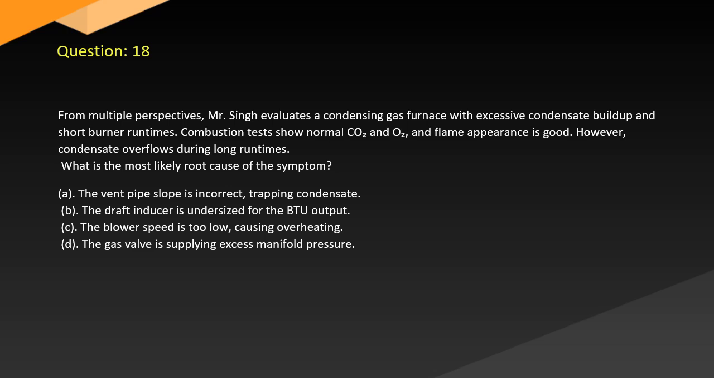Question 18. From multiple perspectives, a technician evaluates a condensing gas furnace with excessive condensate buildup and short burner runtimes. Combustion tests show normal CO and NOx, and flame appearance is good, however condensate overflows during long runtimes. What is the most likely root cause of the symptom? A. The vent pipe slope is incorrect, trapping condensate. B. The draft inducer is undersized for the BTU output. C. The blower speed is too low, causing overheating. D. The gas valve is supplying excess manifold pressure.